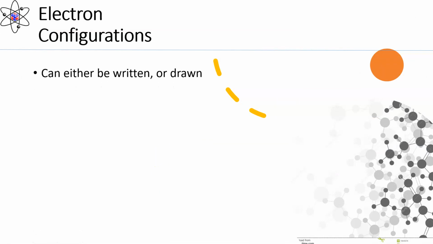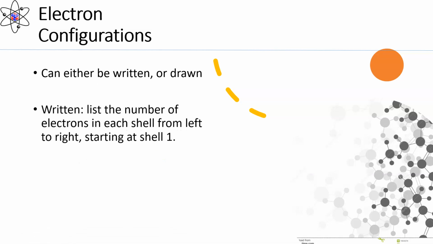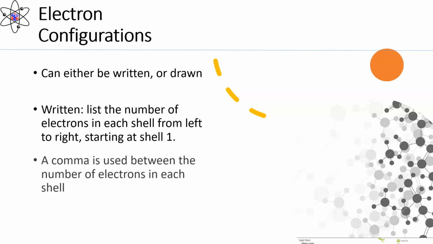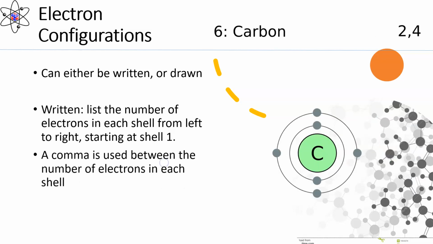Okay, so electron configuration can either be written or it can be drawn. It can be written as a list of the number of electrons from each shell, starting from shell 1, and we use a comma between them. For example, we've got carbon here. With carbon, it's got 2 electrons on the inner shell, so that's the 2, going from left to right. Then we've got 4 electrons in the next shell. So we put a comma: 2 in the first shell, 4 in the next shell. That makes 6, and carbon just happens to be element number 6.